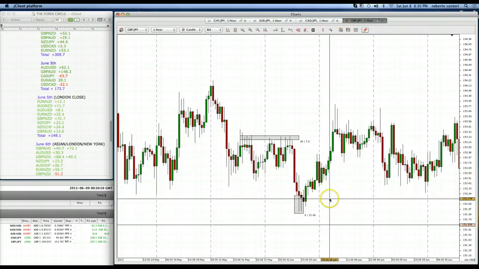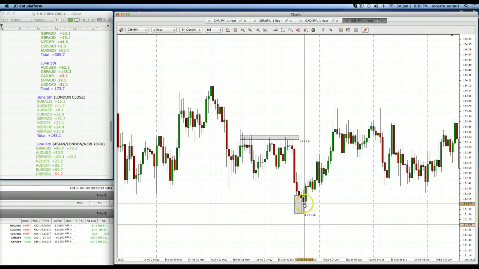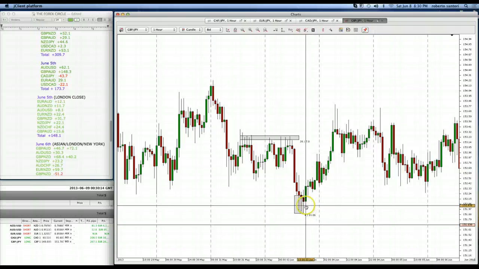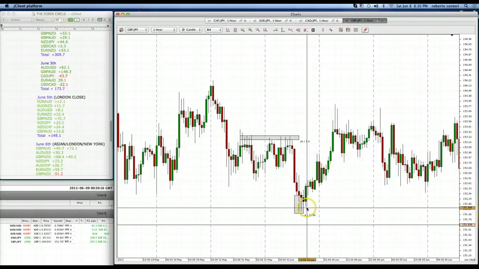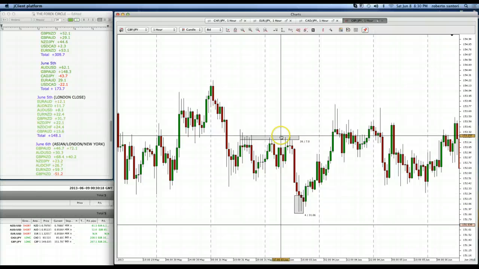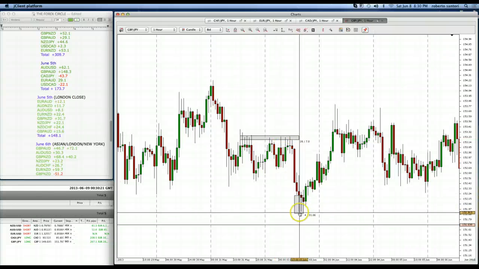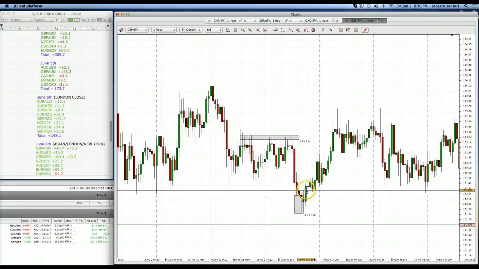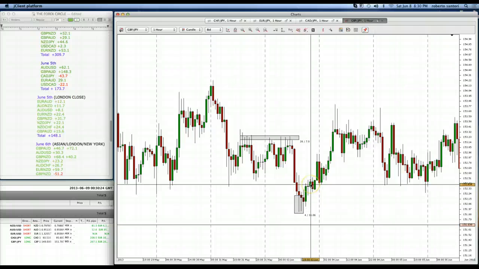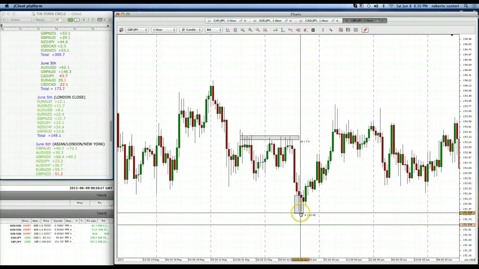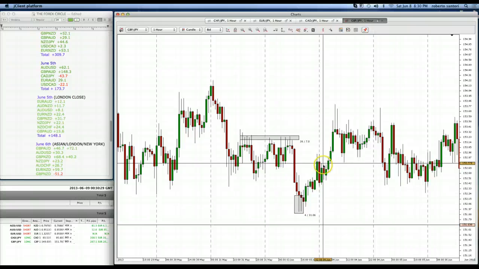I know that London close, if you live in Australia, is not an ideal time for you to trade. That's what, 12 o'clock midnight. But if you can anticipate that move before you go to bed, put maybe a 30 or 40 pip limit order, stop losses below that level, and take that trade. Okay, so let's see some others.